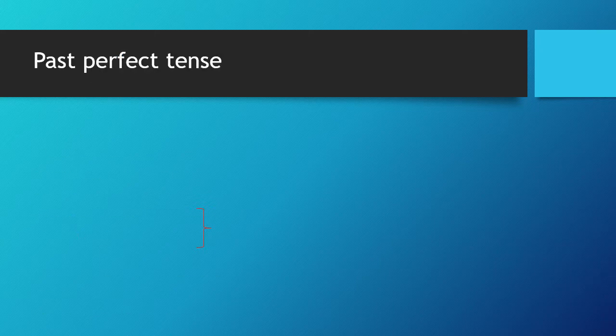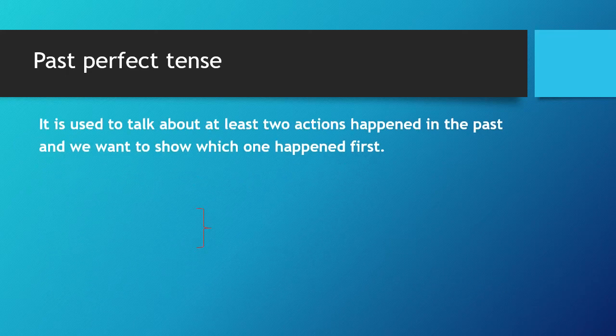Let me explain the concept of past perfect tense. It is used to talk about at least two actions happened in the past, and we want to show which one happened first. Means in past perfect tense, the completion of at least two actions is told, which started in the past and have been completed. And we want to show which one happened first, which work has been completed earlier. Right?